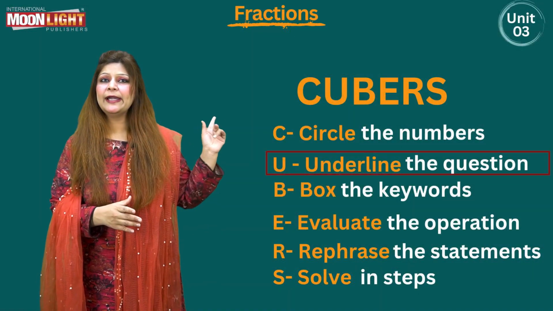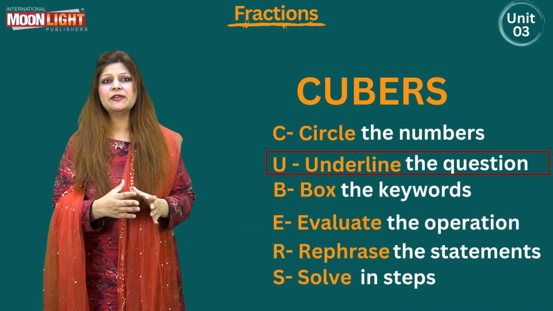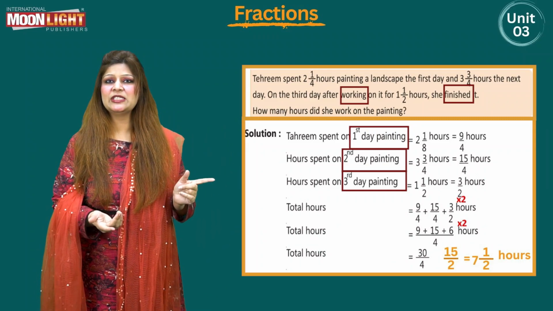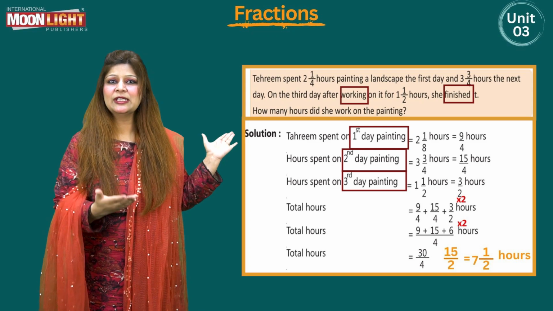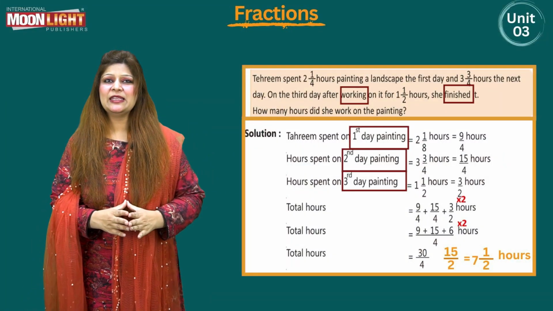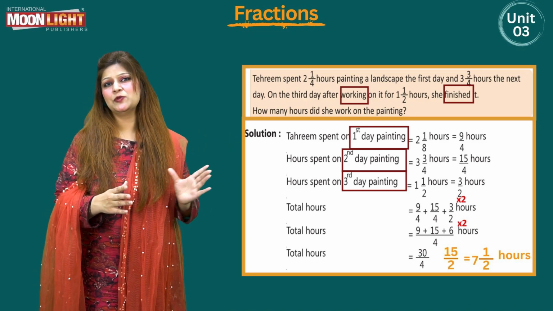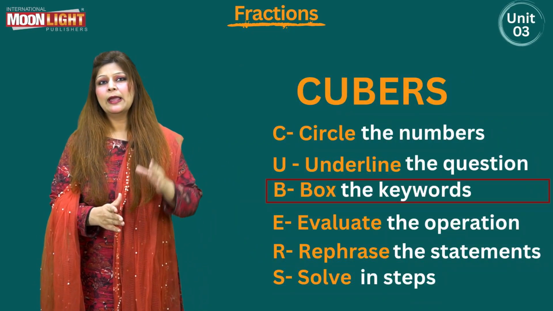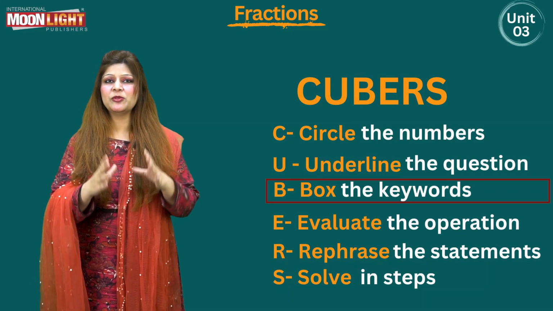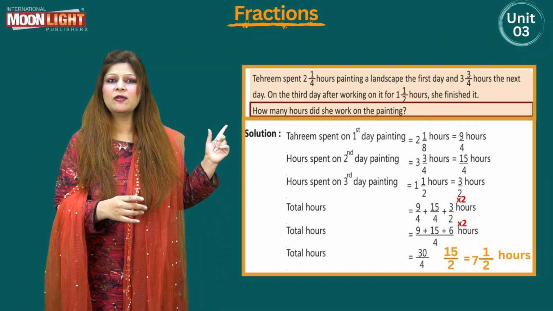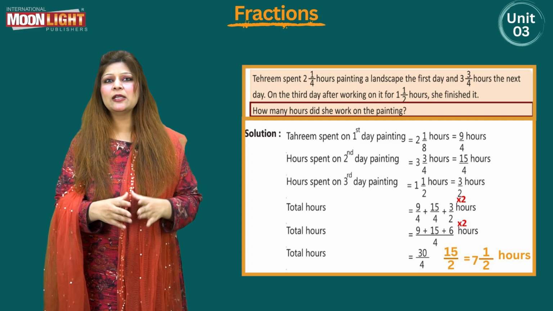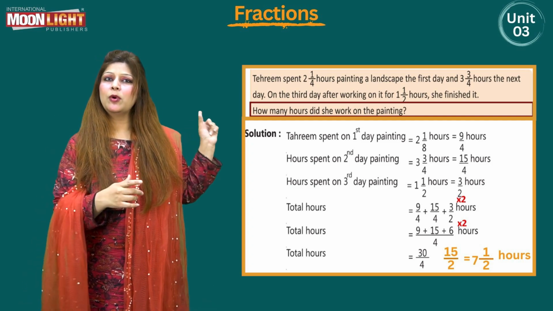U stands for underline the keywords. So here the keywords are hours, painting, first day, next day, third day, working, finished. So this is the main thing. I have just underlined these words for you guys. Now B stands for box the question. So here the question starts from the words how many hours did she work on the painting. So this means how many hours, I have to box this one.